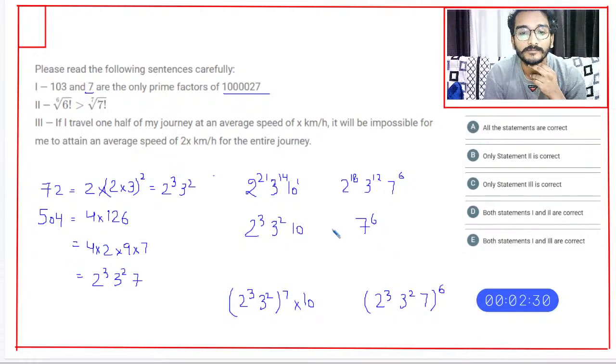Still, this is just 720. Isn't it? Oh, 8 cross 9 it is. Yeah. 4 and 126. 4, 6, 24 to carry. 8, 10, 504. It is correct. 63. 2 raised to the power 3, 3 square, 7. 7, 3, 21.